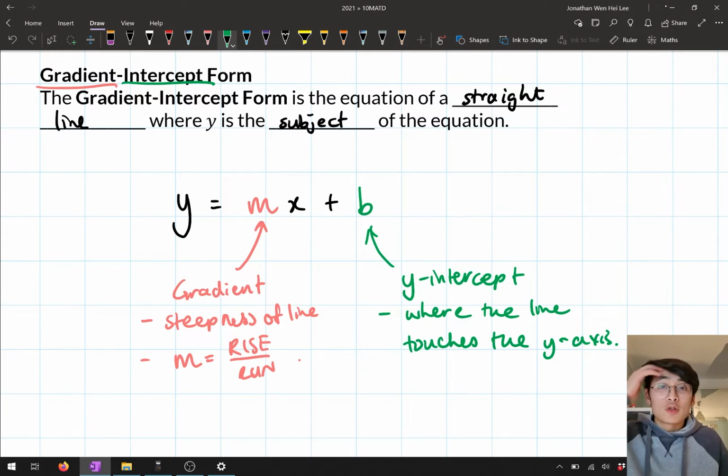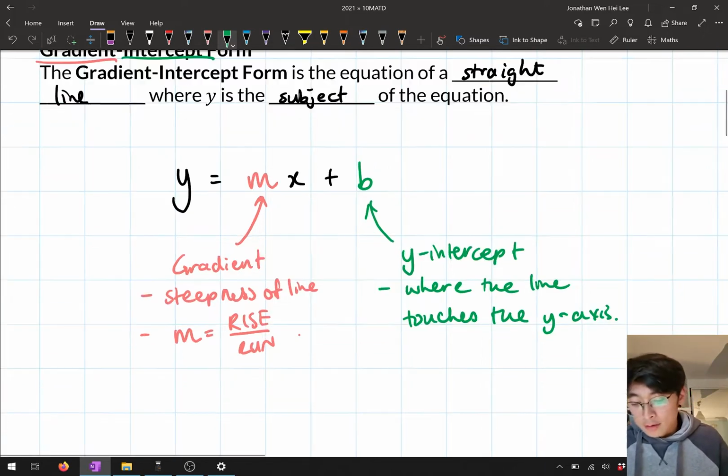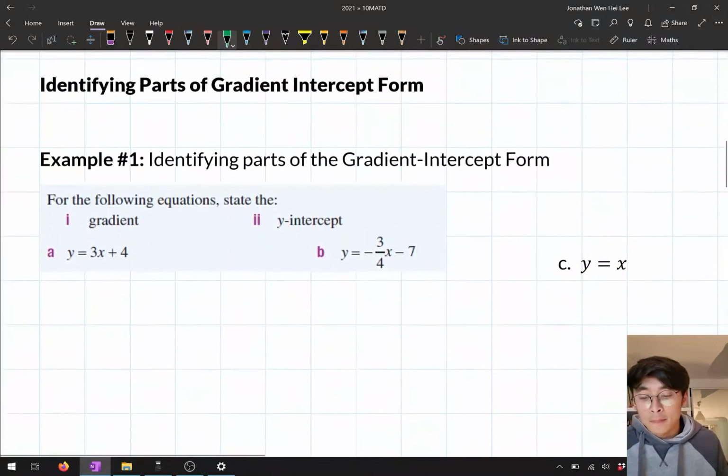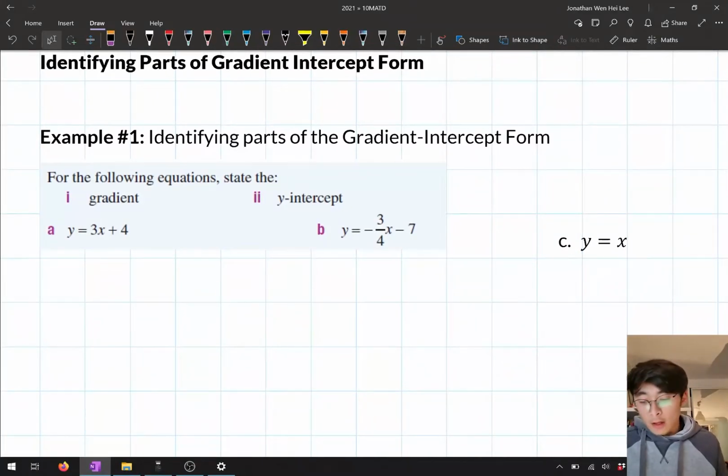And so what we want to be able to do is identify the gradient and the intercept of a line just by looking at the gradient-intercept form. And so what we need to do here is match up our equation that we get given and m and b, and find out the value that each one of these matches up to. So let's have a go at the question on this. Identifying parts of the gradient-intercept form. For the following equations, state first of all the gradient and also the y-intercept. So let's have a look at these three examples.